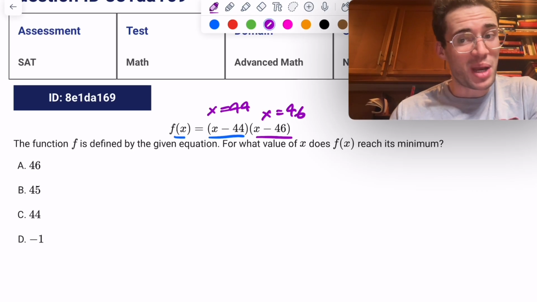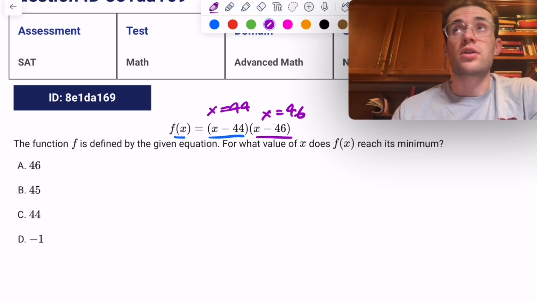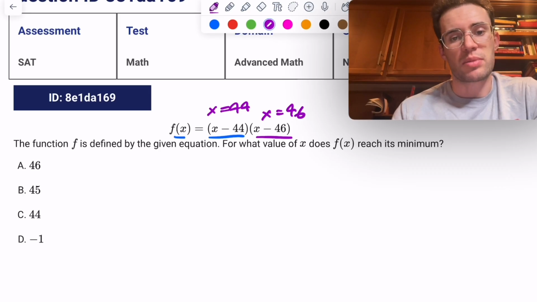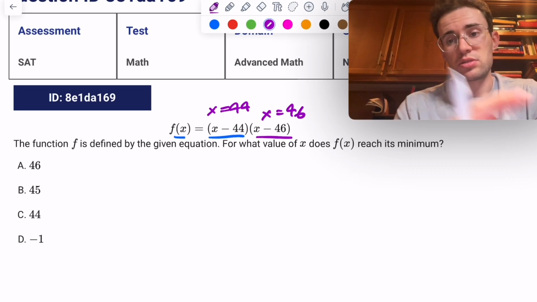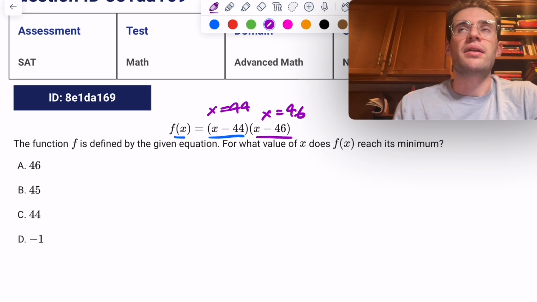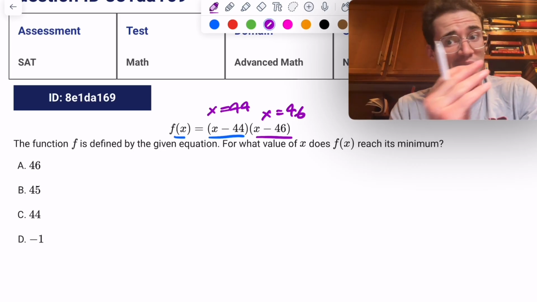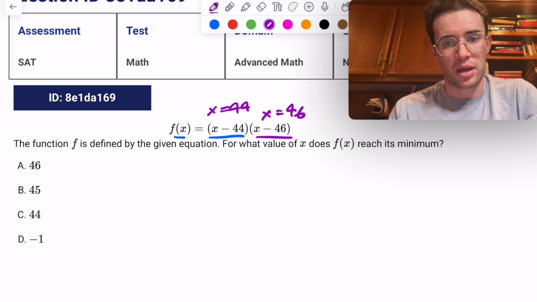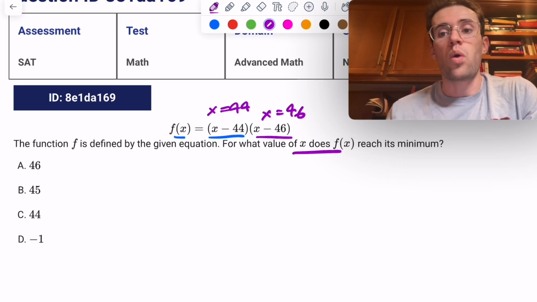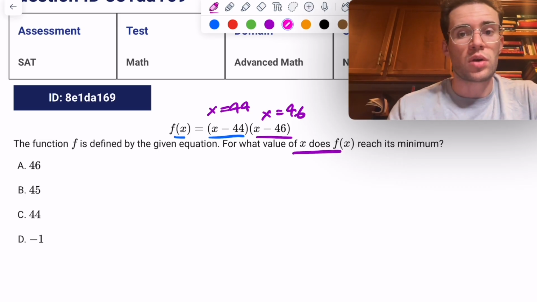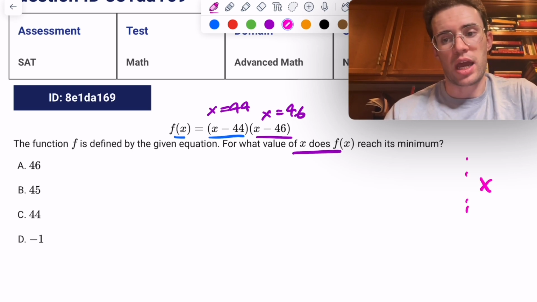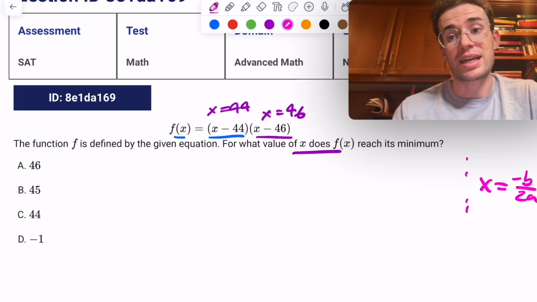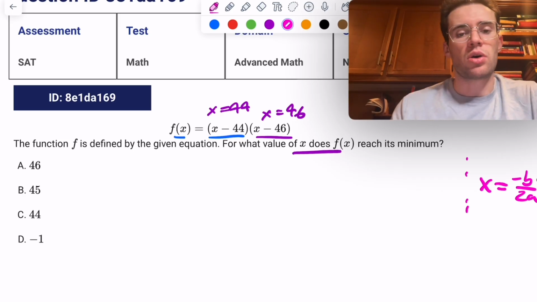Now, to find the minimum, you would need to either use Desmos or you'd have to FOIL this out, right? So multiply x minus 44 times the quantity x minus 46, and fully distribute those. And then when it's in standard form, you could either do the calculus method I was talking about, where you find the derivative, set it equal to 0, and solve for the x that way. Or you could complete the square, or you could use the axis of symmetry, which is when x is equal to negative b over 2a. You'd have to first get it into standard form to know what b and a are. So all those are options.